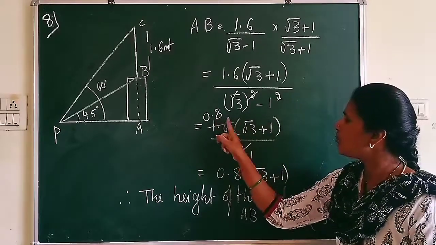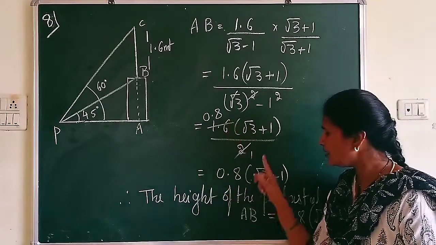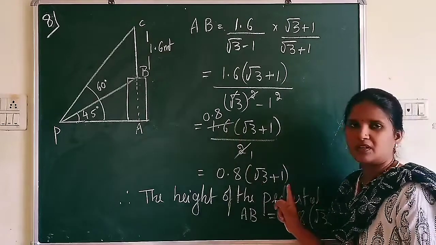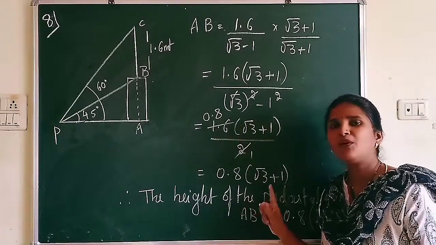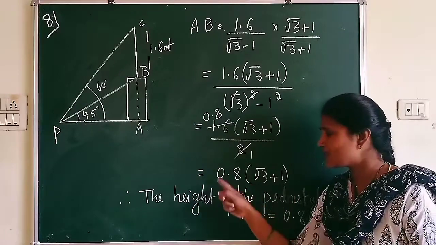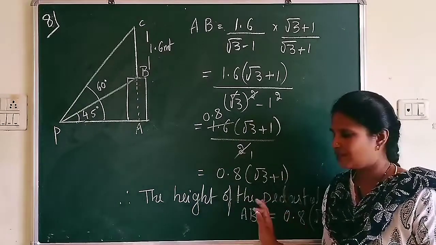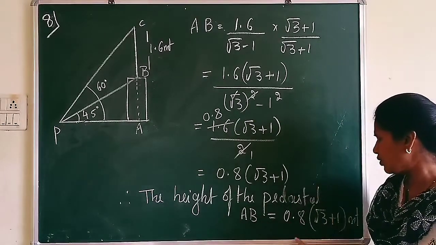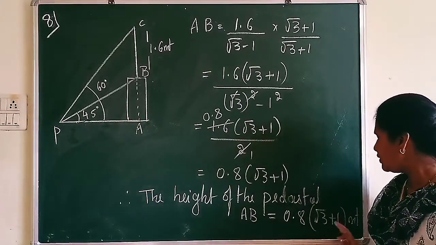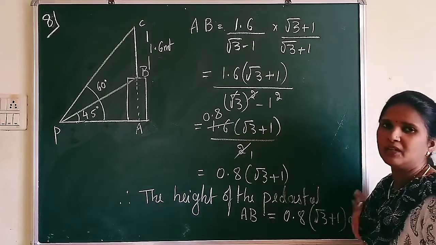So what is the answer? 0.8 into root 3 plus 1. Don't multiply, because only if the value of root 3 is given in the question should you simplify this, otherwise keep it as it is. So we now got the height of the pedestal, that is AB equals 0.8 into root 3 plus 1 meter.